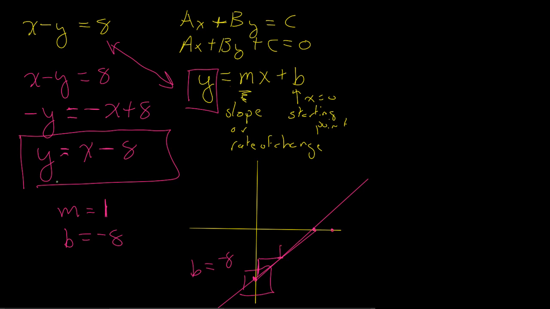And so by having this in this informational form, I know to start at -8 on the y-axis, and I know that I go up 1 over 1, up 1 over 1, up 1 over 1, which means that this point here is 8, 0.